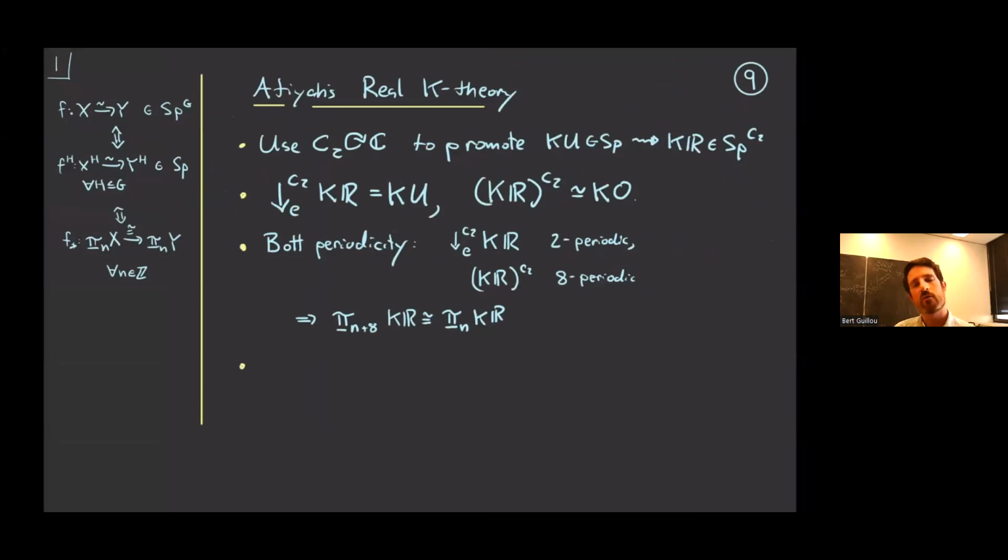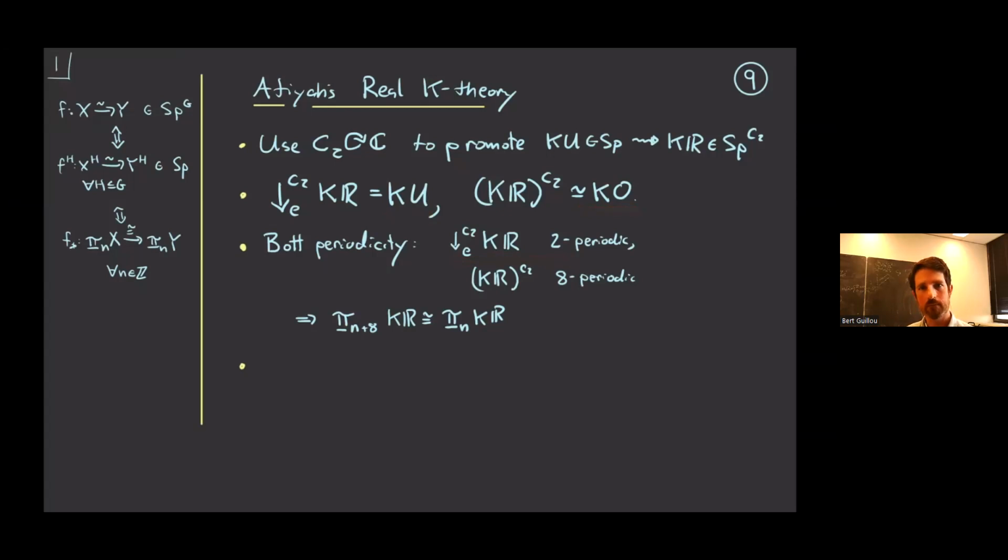All right, so what do we know about this C2 equivariant spectrum? Well, we know the underlying and the fixed points, and Bott periodicity. One of the first things you learn about K theory is that the homotopy is periodic, right? So the underlying is Ku, and that's 2 periodic, whereas the fixed points are Ko, and that's an 8-fold periodic thing.